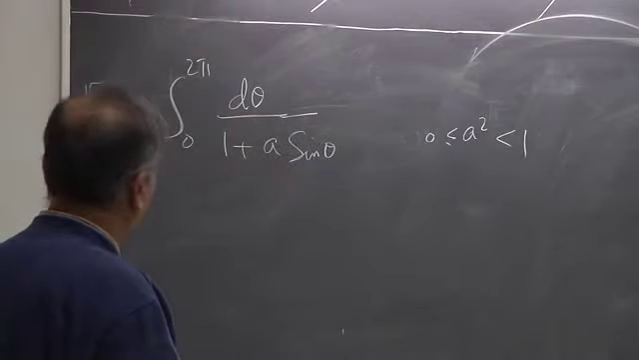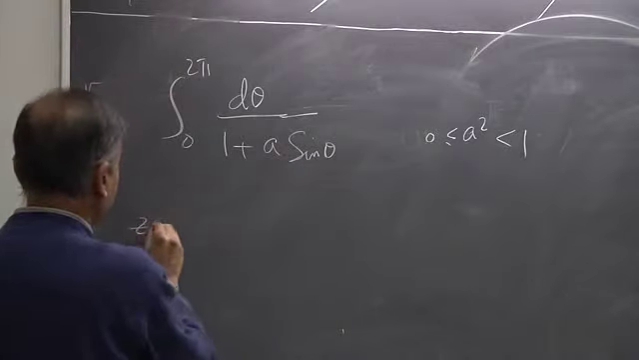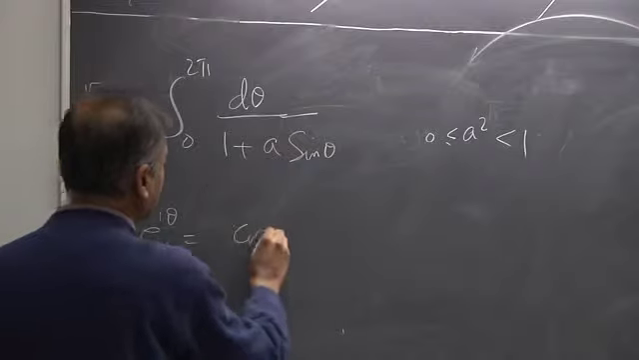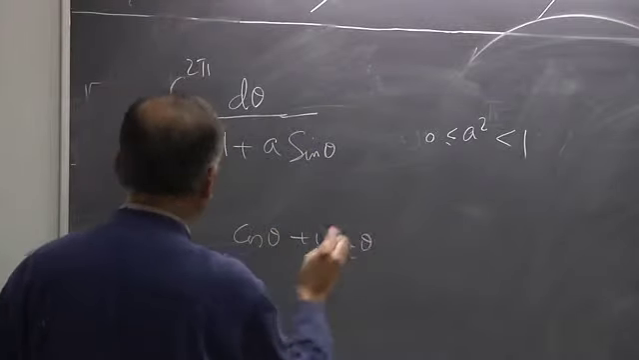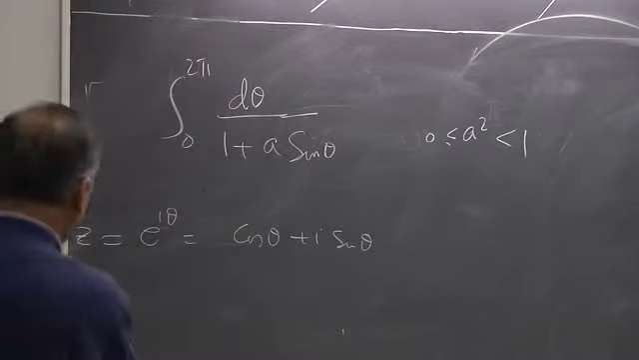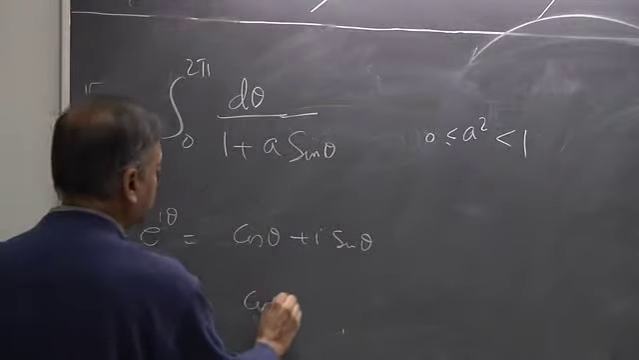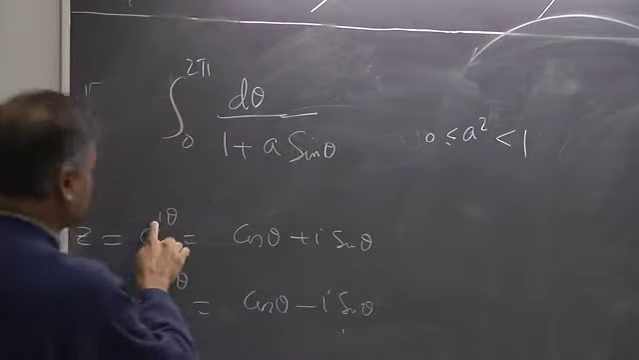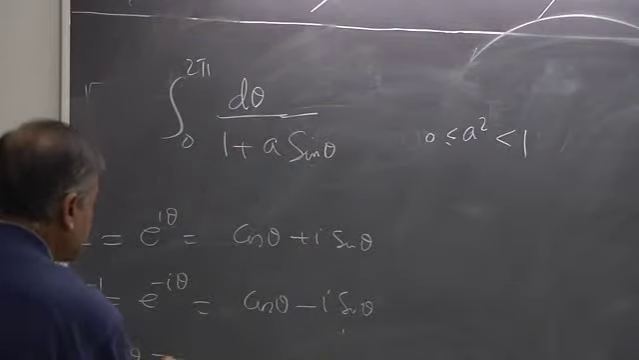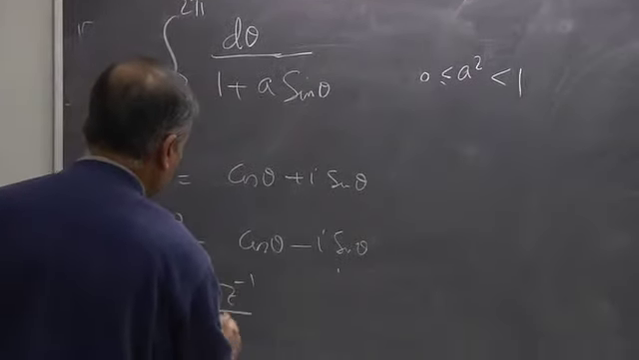In such cases, it is always convenient to use, if you remember, e to the I theta is cosine theta plus I sine theta. Let's call this z. Then z inverse, which means 1 over z, is simply e to the minus I theta, which is cosine theta minus I sine theta, because this is the complex conjugate of that. So sine theta is just subtract the two and divide by 2i. So it is simply z minus z inverse over 2i.